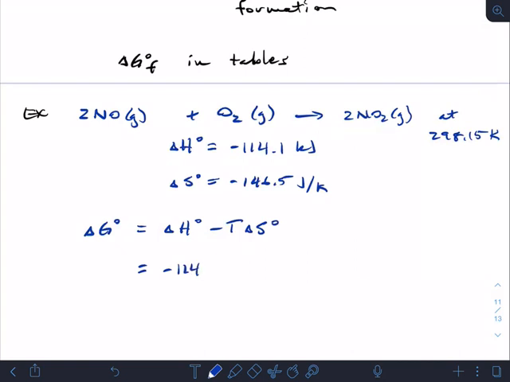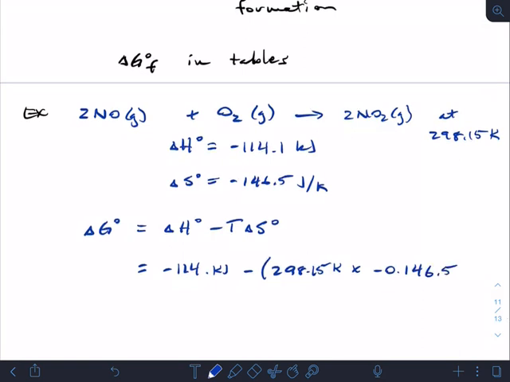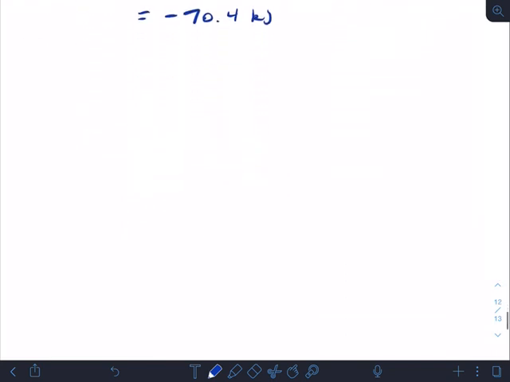So if I have those values, I can just plug them straight into this equation. Right? So delta G standard equals negative 114.1 kilojoules minus 298 Kelvin times negative 0.1465 kilojoules per Kelvin. Make sure that your units match, joules per Kelvin. Right? And when we do that calculation, we come out to have delta G standard of negative 70.4 kilojoules.